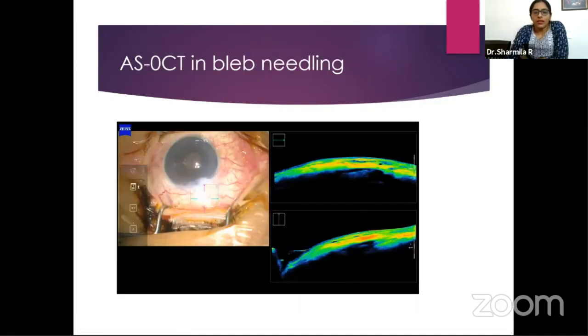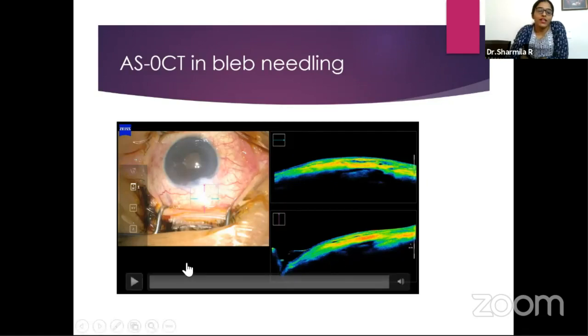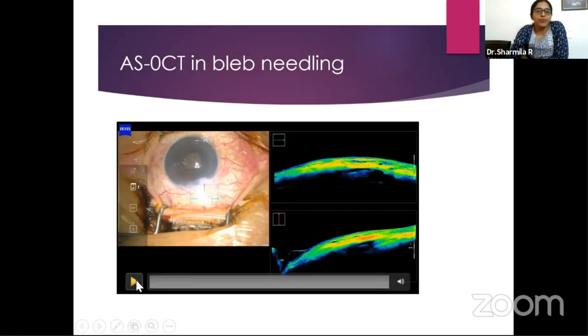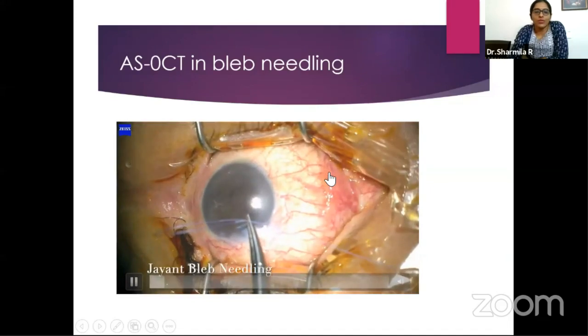And this is one other use of this. We also have an OCT-guided overlay on the microscope. This is a video which I've taken from my friend, Dr. Jayant, who is in SNEC. So they have used this. If you see, there is total fibrosis to begin with.